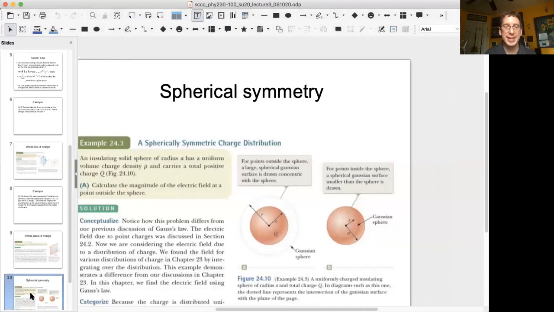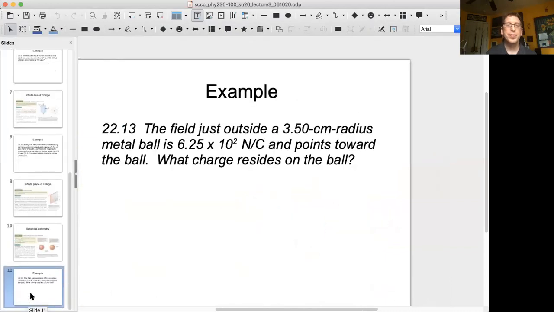And that brings us to one final example, and then we're done with this lecture. The field just outside a 3.50 centimeter radius metal ball, metal means conductor, is 6.25 times 10 to the 2 newtons per coulomb and points towards the ball. So we're outside the ball, so it's the same as if all the charge were located at the center, and that makes this a fairly easy problem to solve. What charge resides on the ball? Well, if the electric field is pointing in, it's a negative charge.